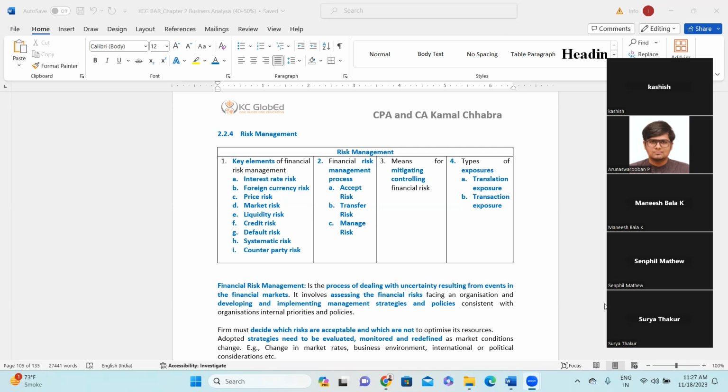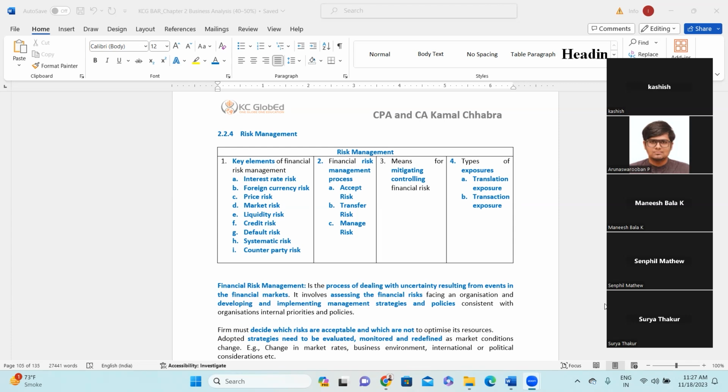Sometimes you may keep in mind that up to an increase or decrease of this much price level, I can absorb in my costing. But beyond a point, if prices increase, I need to pass it on to the customer. That means it will impact your sales price also, right? So that is called price risk.